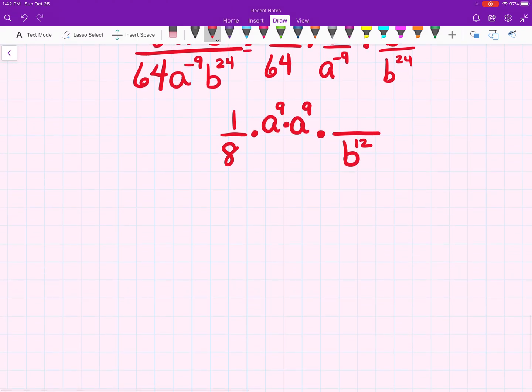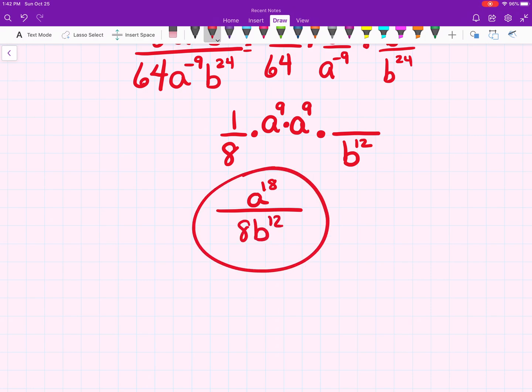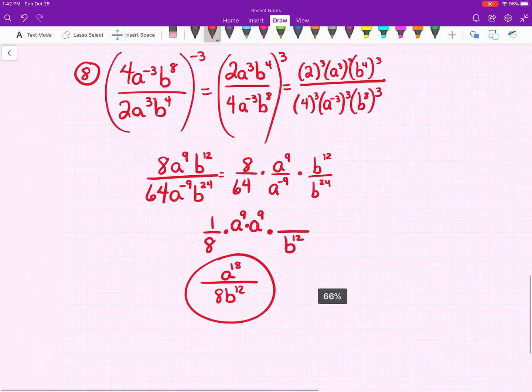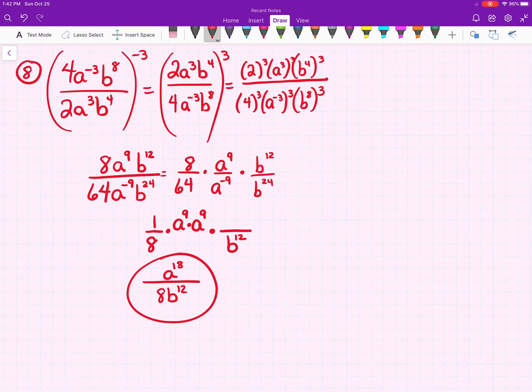Now the a's, what do we do with like bases? If we're multiplying like bases, what do we do with the exponents? We add them. So 9 plus 9 is 18. b to the 12th is on the bottom and 8 is on the bottom. And so this is what all that mess simplifies down to.